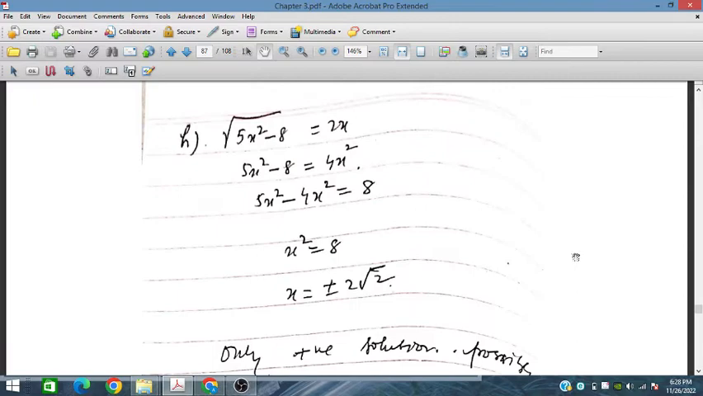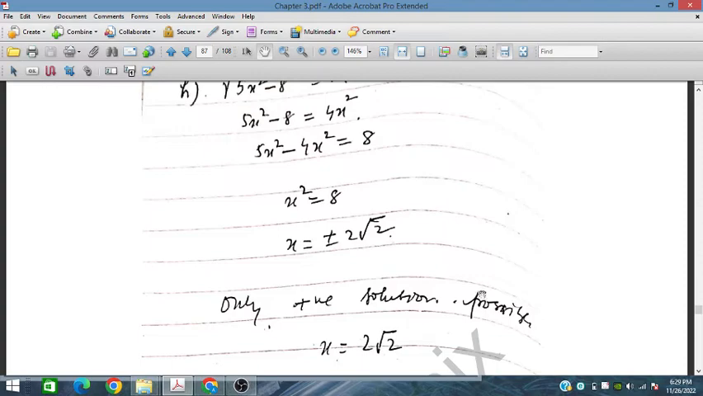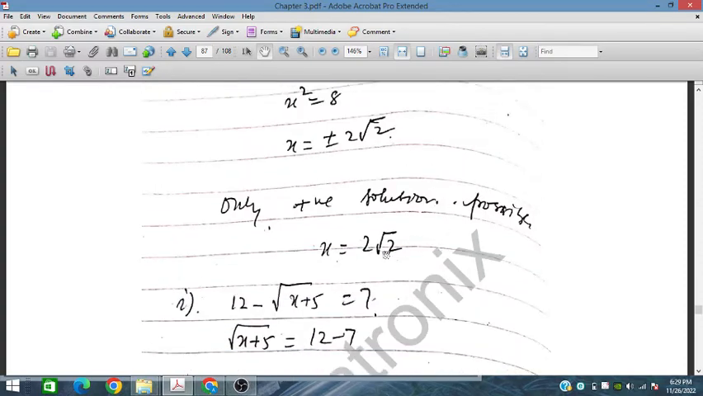And similarly for this one, taking the square on both sides. So this becomes 5x square minus 4x is equal to 8. x square is equal to 8. So taking square root on both sides, this is plus minus under root 2. Only the positive solution is possible. So x is equal to 2 under root 2.